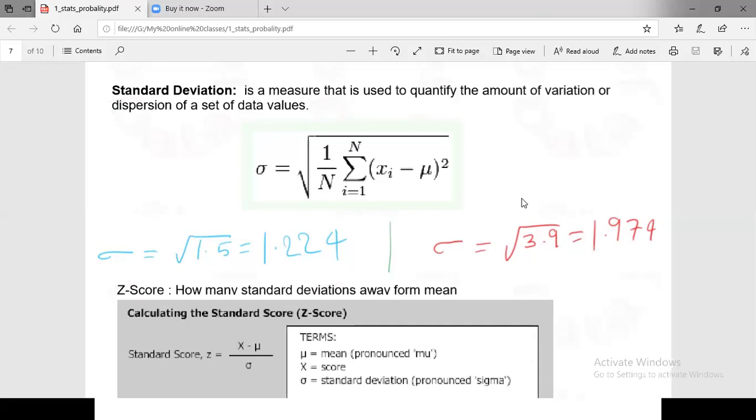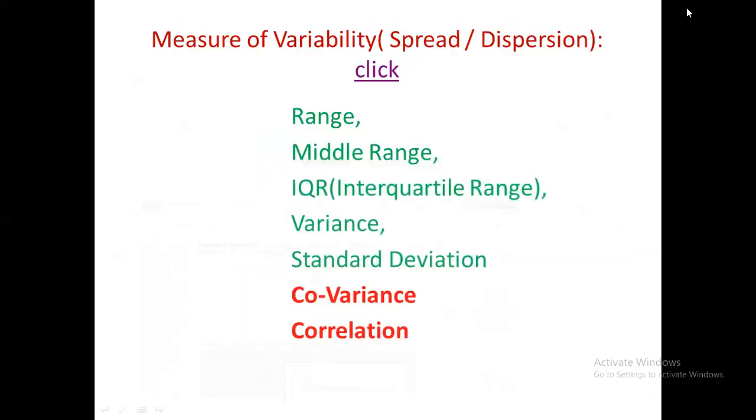For the first quiz you got 1.5 as the variance, so the standard deviation is root of 1.5, equal to 1.224. Then for quiz 2, root of 3.9 equals 1.9. So what happened here? The distance between the data points and the mean value for quiz 2 is more than for quiz 1. I think all of you understood what the variance and the standard deviation are on the data points.